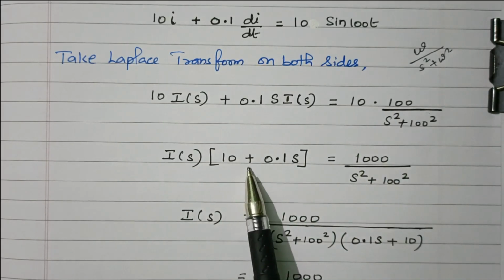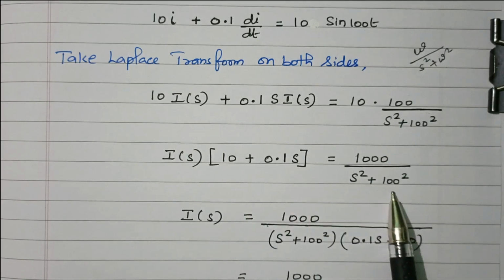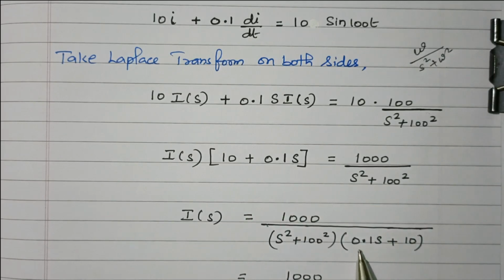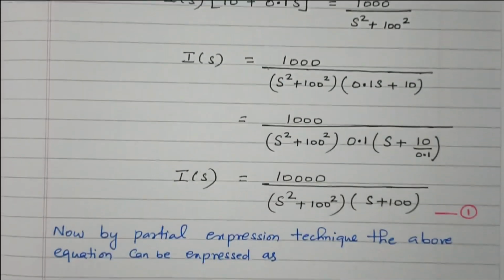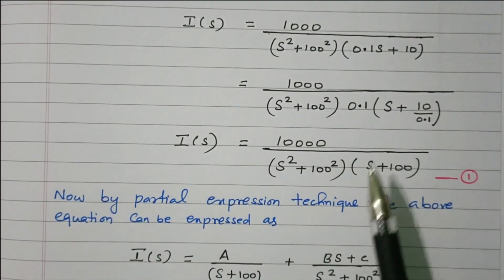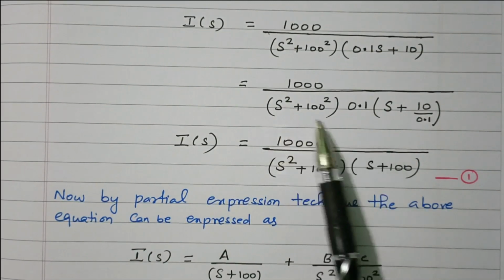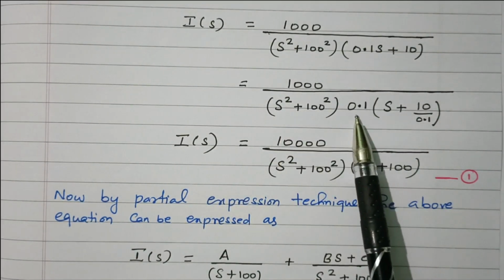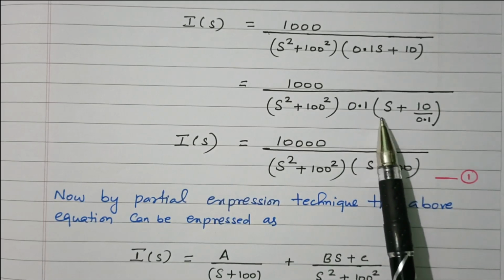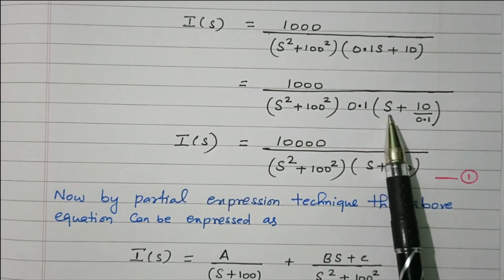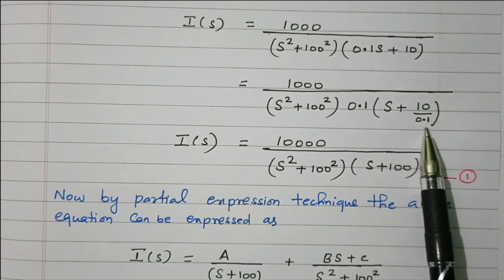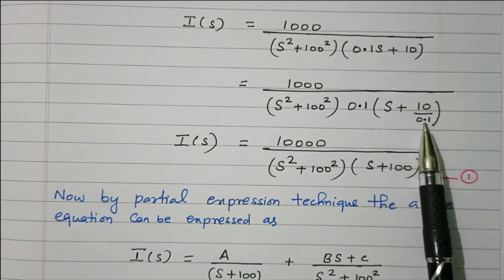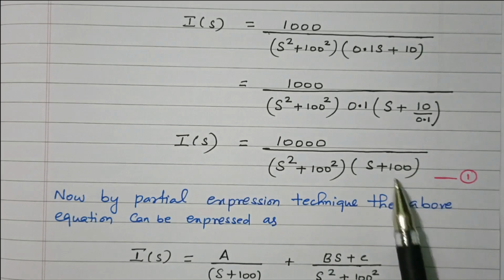Right. Now we'll bring this term to the denominator on that side. So I of s equals 1000 divided by s square plus 100 square into 0.1s plus 10. Now we'll go for further simplification. We need the form s plus a constant, so 0.1 is taken outside. Then only we'll get s plus. So 0.1 is taken outside: s plus 10 divided by 0.1, and 10 divided by 0.1 is 100.